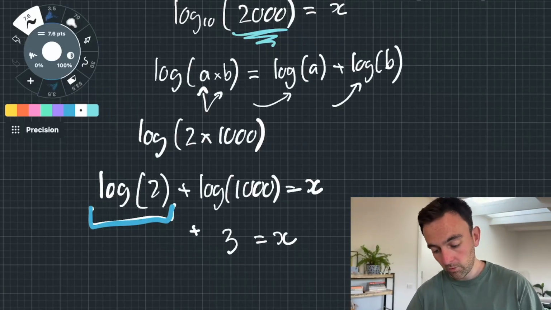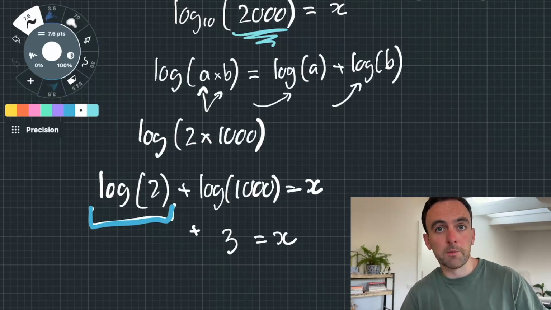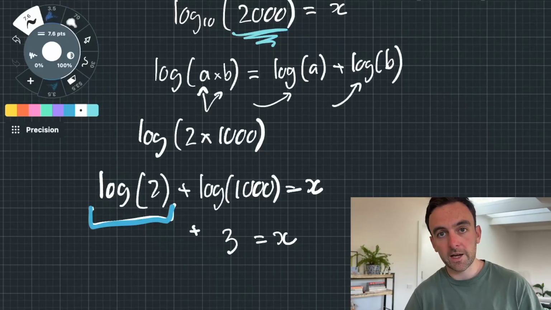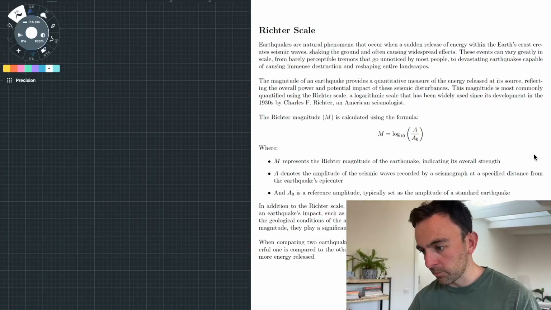All right, and that's all I wanted to do on logarithms. So now I'm going to take you to a practice problem and we can put this all into action. All right, so I hope this is okay. I've got a few things on the screen and we'll see how it goes.